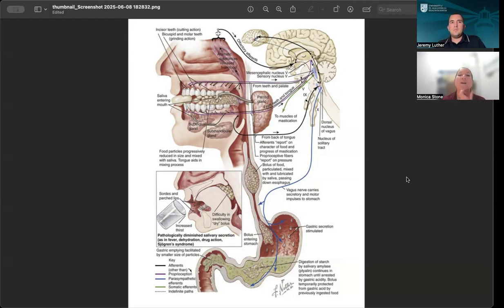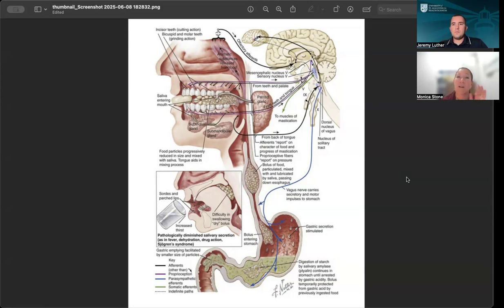And then we get that laryngeal elevation via the suprahyoid muscles. That's going to include the digastric, the mylohyoid, the geniohyoid, and those are going to also be innervated by the trigeminal and the glossopharyngeal and that C1 nerve as well, a spinal nerve.